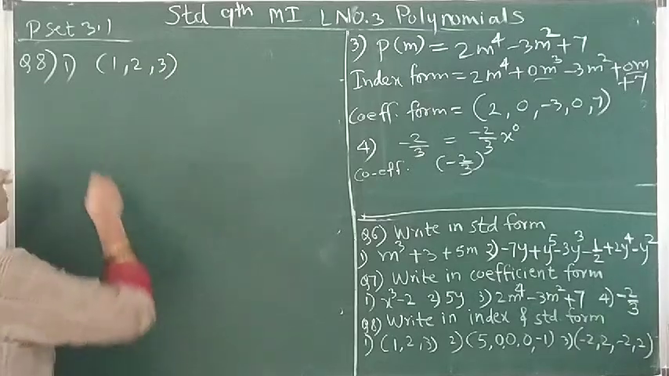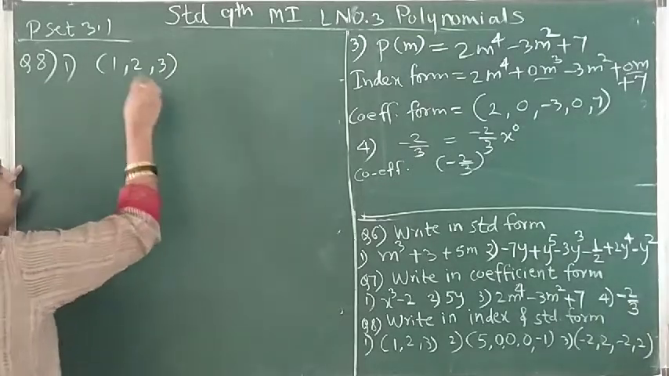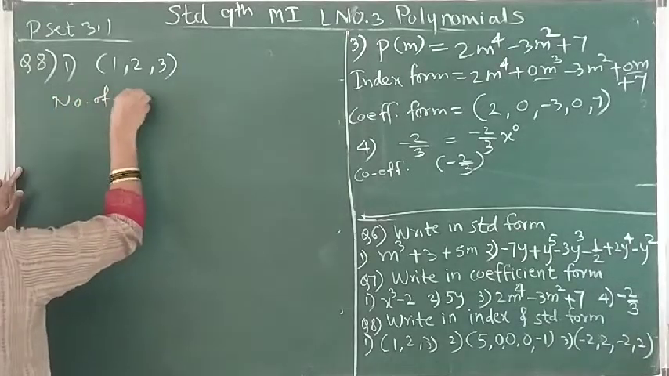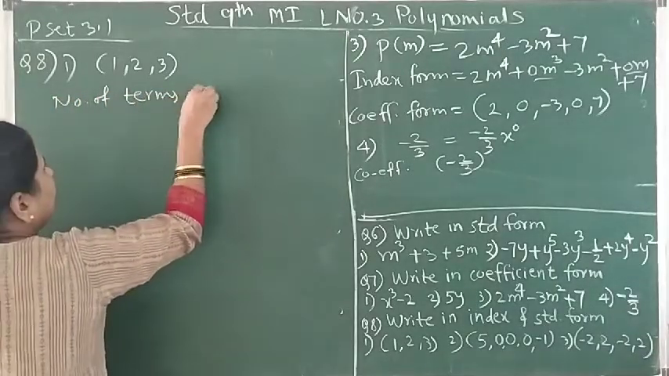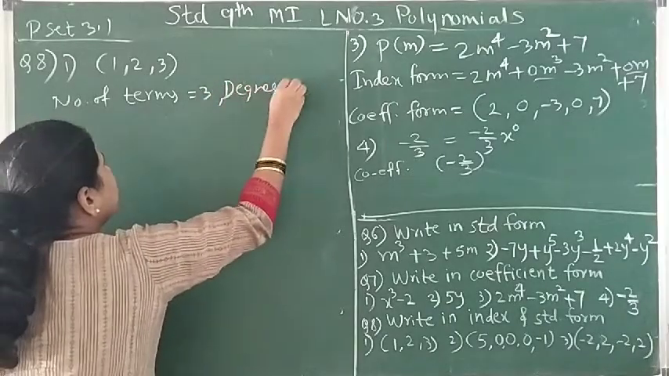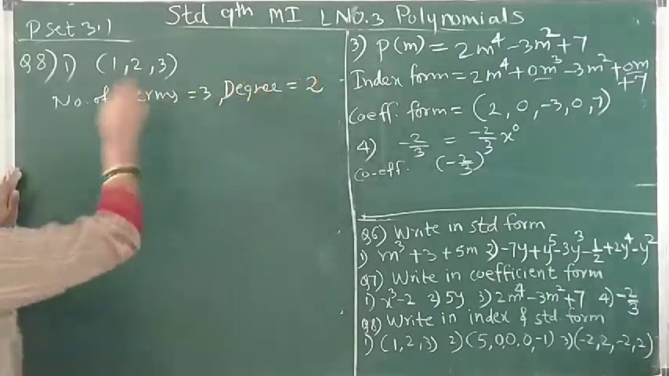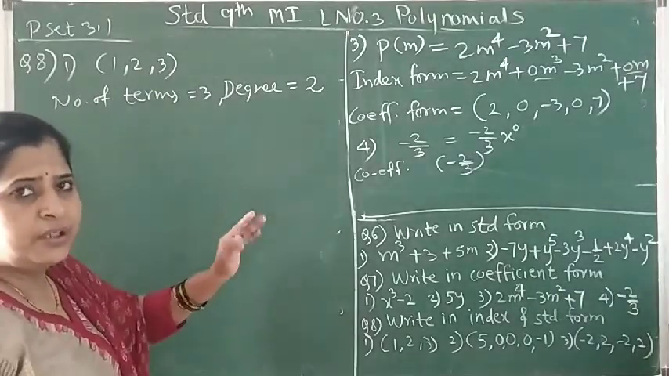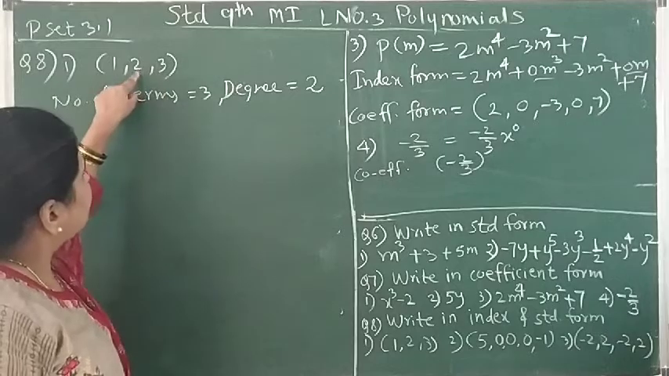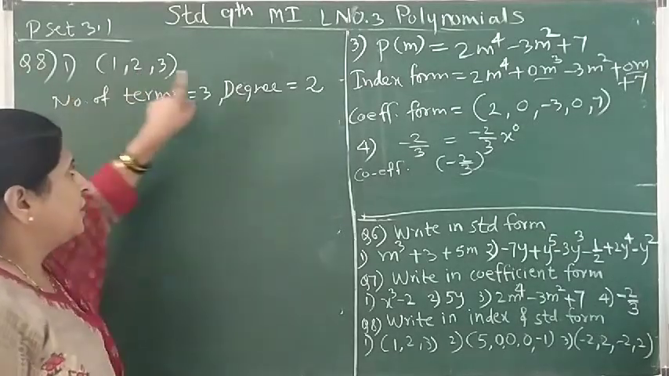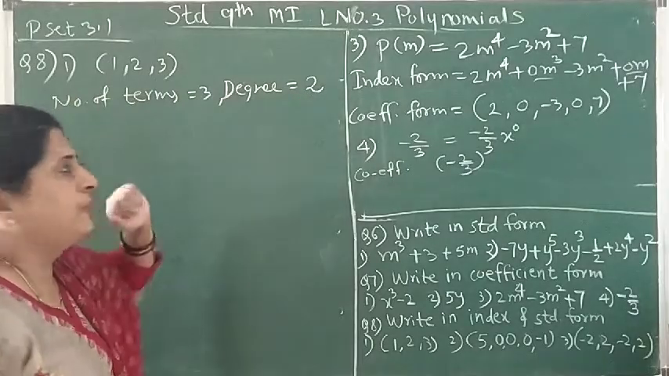Here you have to see that the number of terms is 3. That's why your degree is going to be 1 less than that, so the degree is going to be 2. When you have 3 terms, the last term is constant. The next term will have the first power, and this one is going to be the second power. So the highest power of the variable is going to be 2.